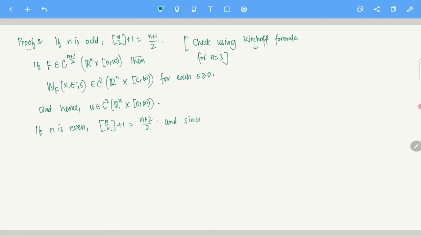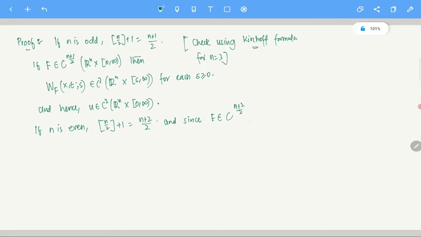since capital F is in C^((n+2)/2), okay, so let's say n = 2, this is also C, F is in C². So if F is in C², that will imply u is in C², the same sort of logic will work, right? Okay, so u is in C² of R^n × (0, ∞). Clear? Exact same sort of logic.